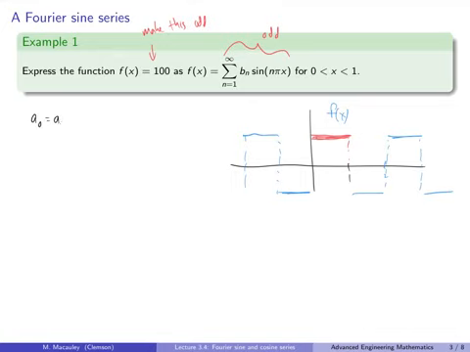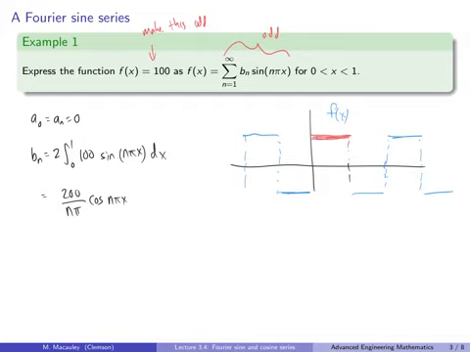So a naught equals an equals 0 because it's odd. So bn is 2 over 1 times the integral from 0 to 1 of 100 sine of n pi x over L, L is 1, dx. So this is 200 over, this is very similar to the problem that we did earlier, just scaled by a factor of 100. 200 divided by n pi times cosine of n pi x. We need a negative sign, from 0 to 1. So this is 200 over n pi.